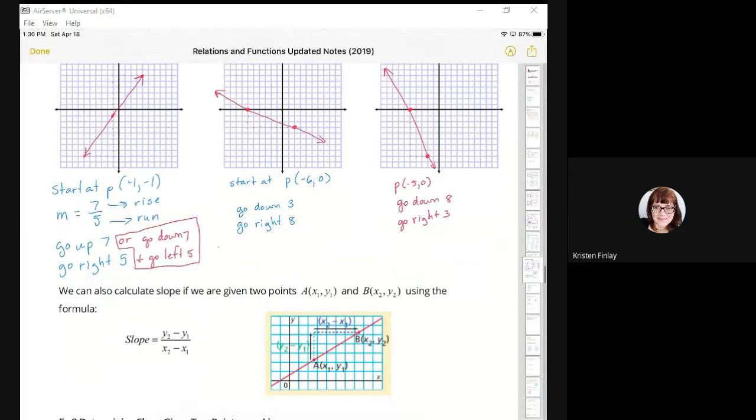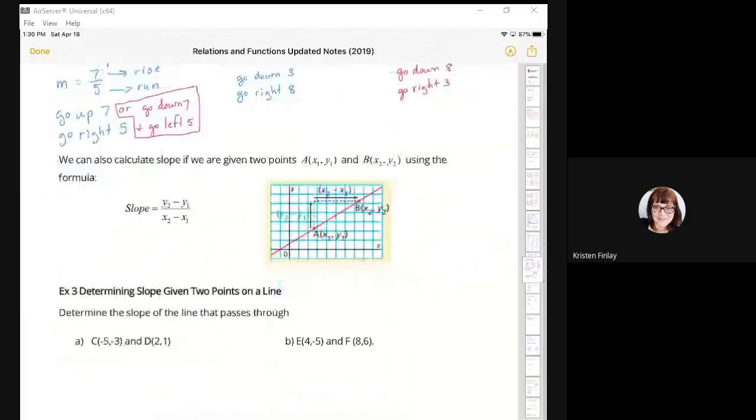Now, sometimes we're given the points on a line, and it's nice we can do the counting to figure out our run, but we also can use the following formula to calculate slope. And this formula is on your formula sheet. You'll start using that more often. I think it's in your resources. If it's not, I'll double check. But this is a formula that you'll be familiar with.